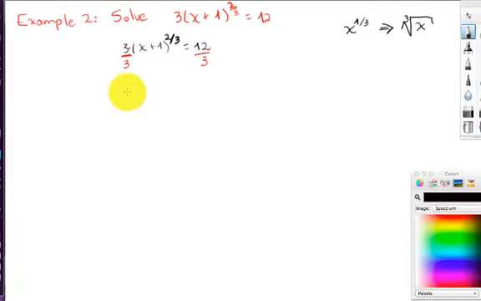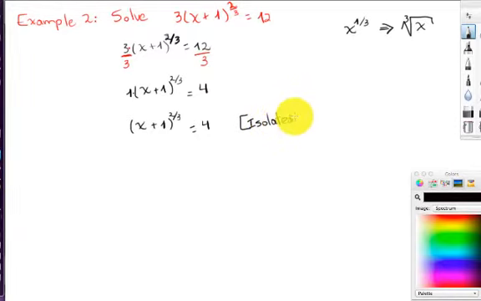I'm just going to get a 1 here. The 1 is not necessary, but I'm going to put it there, equals 4. And I'm just going to go ahead and get rid of it. 1 times anything is the same thing. So over here we isolated the fractional exponent, right? Which is the same thing as we did before, isolating the radical.